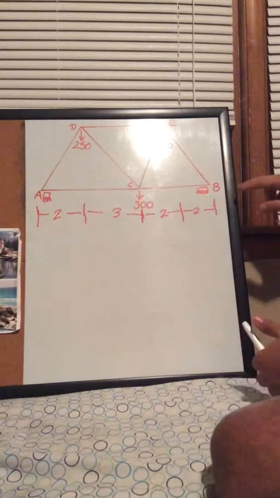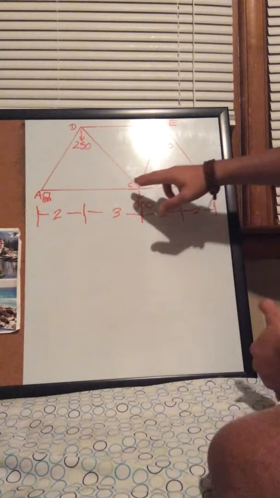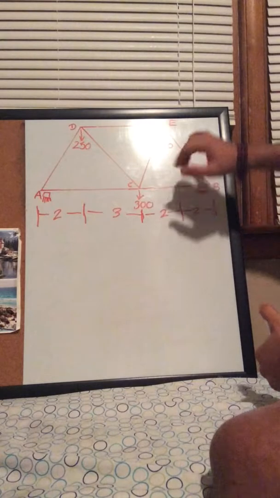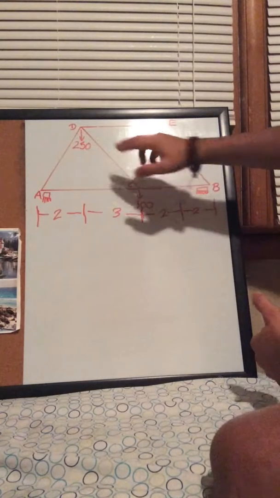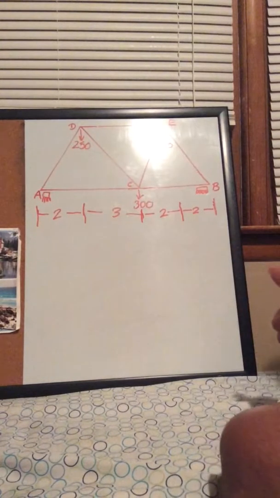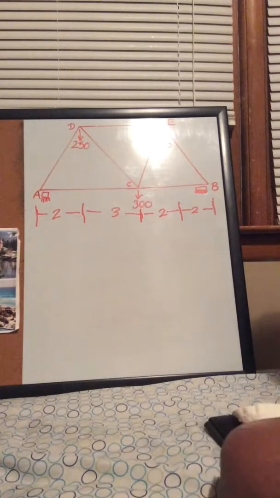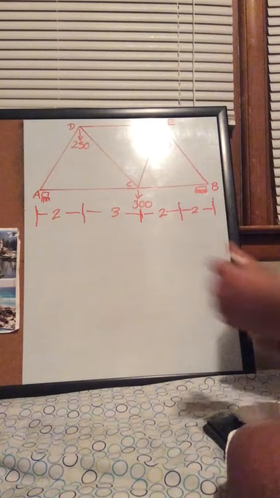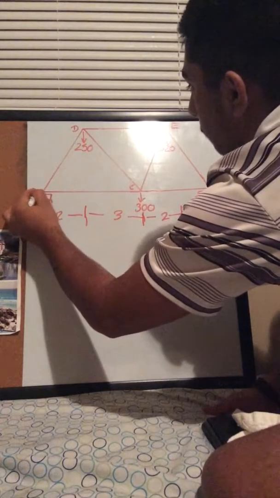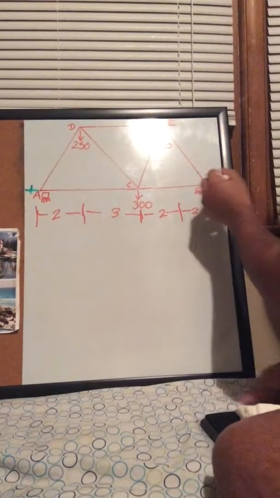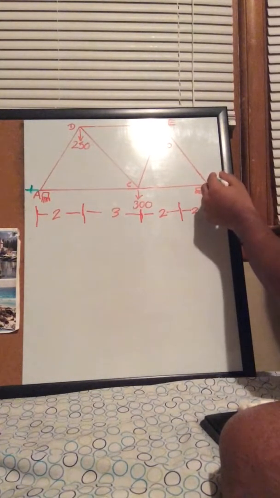This is a variable, and this one is variable too. This is C, which is 300. E is 320. D is 250. This is a pin. It can go both directions, X and Y. This is a roller, so it can only go in the Y direction right now.